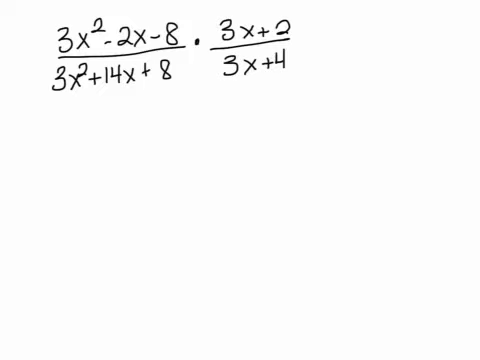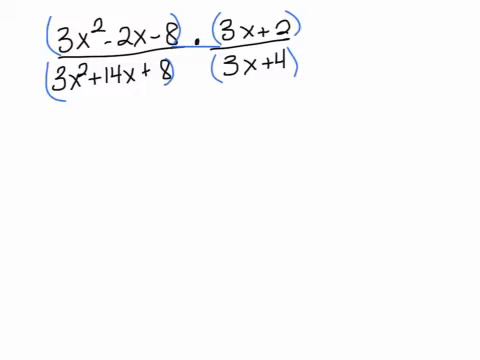The next problem. We're going to go ahead and factor everything that can possibly be factored, and then I'll cancel top to bottom. So I'm going to factor this. I'm going to factor this. That's a binomial, and that's a binomial that are already factored. So let's start with the first one.